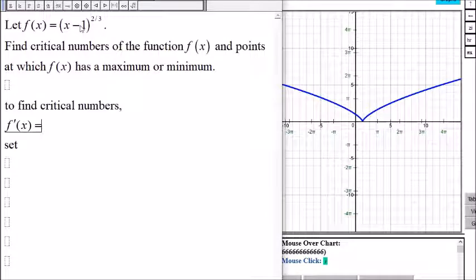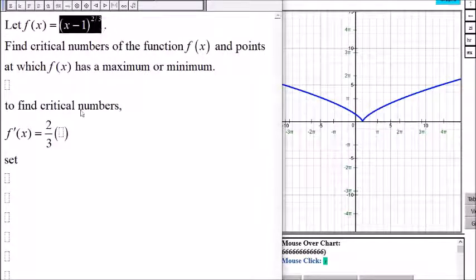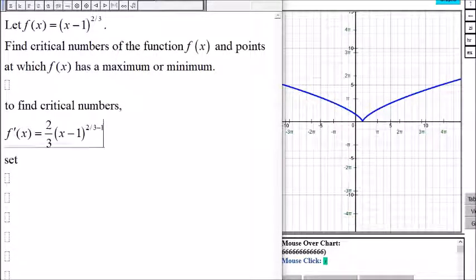So here we have the function (x minus 1) to the 2/3, and so we'll use the chain rule, and we'll let u be x minus 1. And so the chain rule says first do the regular derivative, so we get 2/3, and then (x minus 1), and then subtract 1 from the exponent, and then times the derivative of what we call u, the x minus 1. And so that's the chain rule.